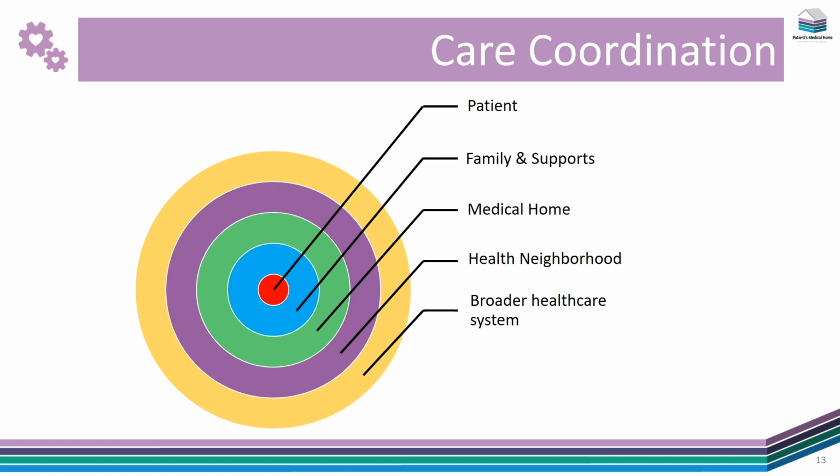The goal of care coordination is to make the family practice the center of care for the patient. Care must be coordinated not only within the medical home, but also between the medical home and the health neighborhood and broader healthcare system. As an example, if a patient ends up in the ER or hospital, the medical home is contacted so that they can reach out to the patient to follow up and support their care after discharge. Also, when referrals are made, communication occurs between providers so that the patient doesn't have sole responsibility to remember the details of their history, diagnosis, or care plan.